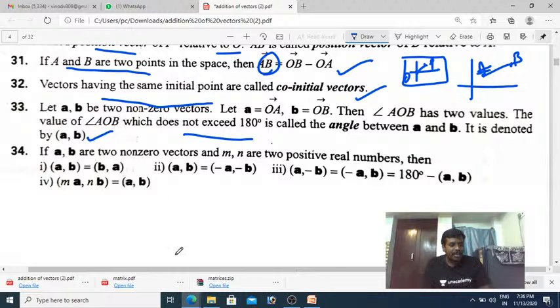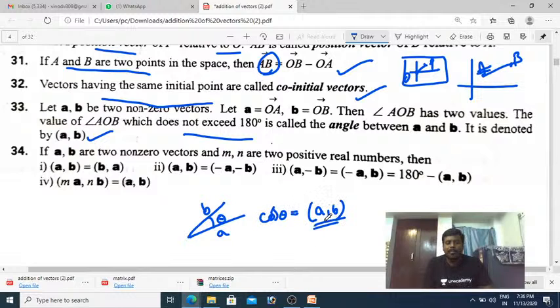Yes, suppose this is vector A, this is vector B bar. The angle between these 2 vectors is theta. This is A, this is B. Cos theta equals the ordered pair of A, B.